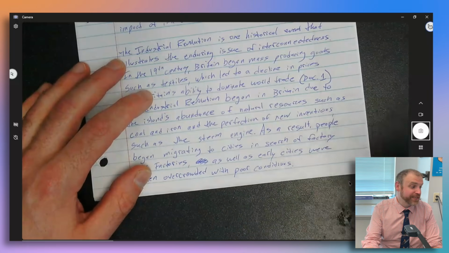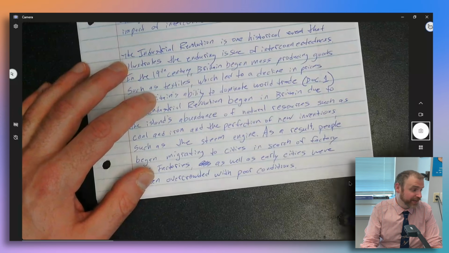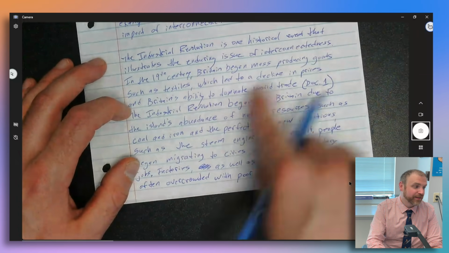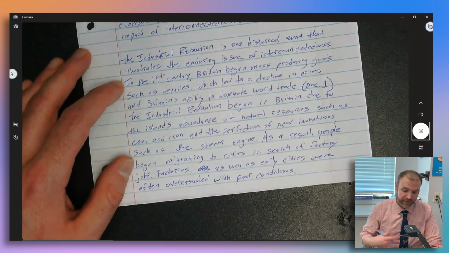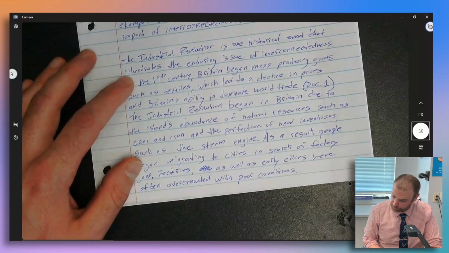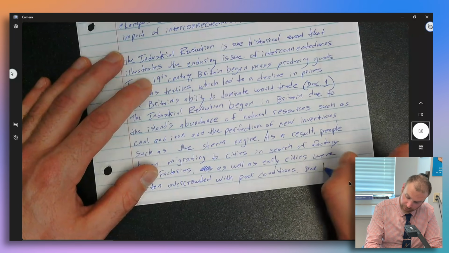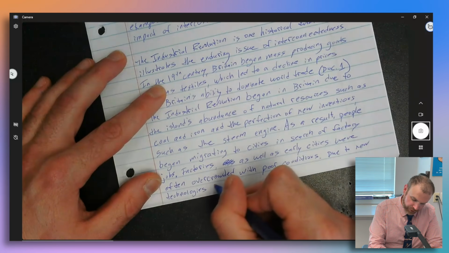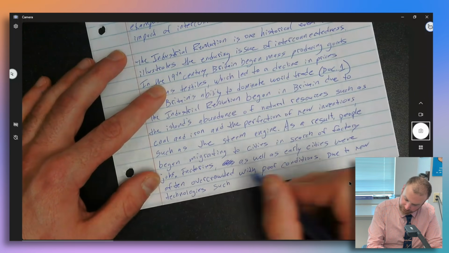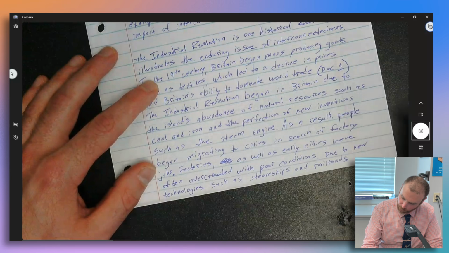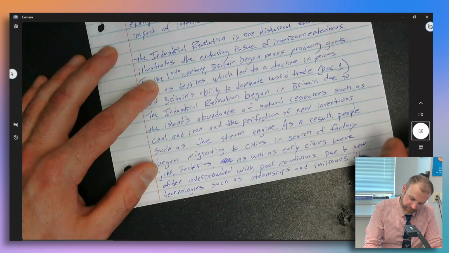Again, this is me going above and beyond. I realize that. We're not expecting you to be able to pull this off to the same degree. I'm just showing you what you could do. So I'll say something about those new inventions. Due to new technologies, such as, as Rob said, steamships and railroads that could connect the world over vast distances.